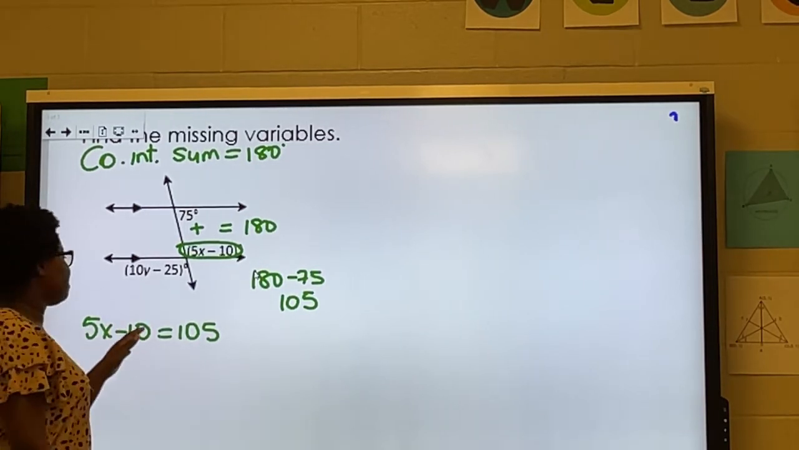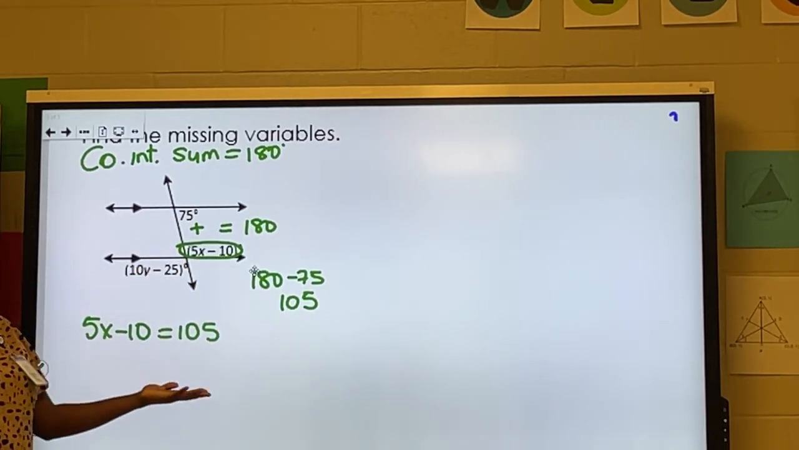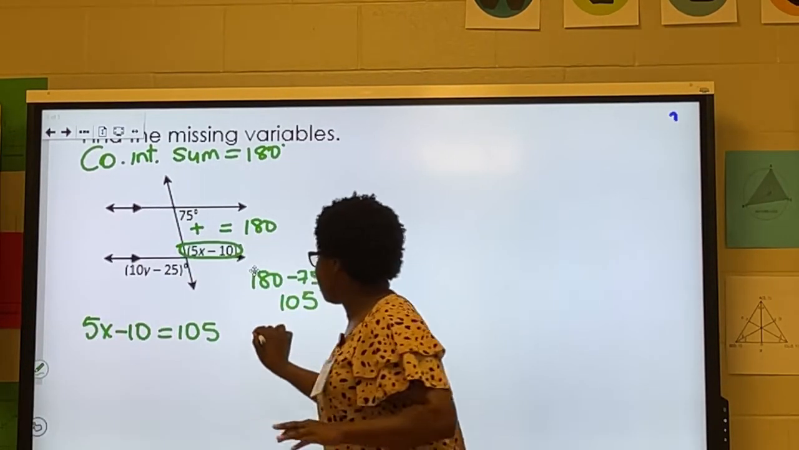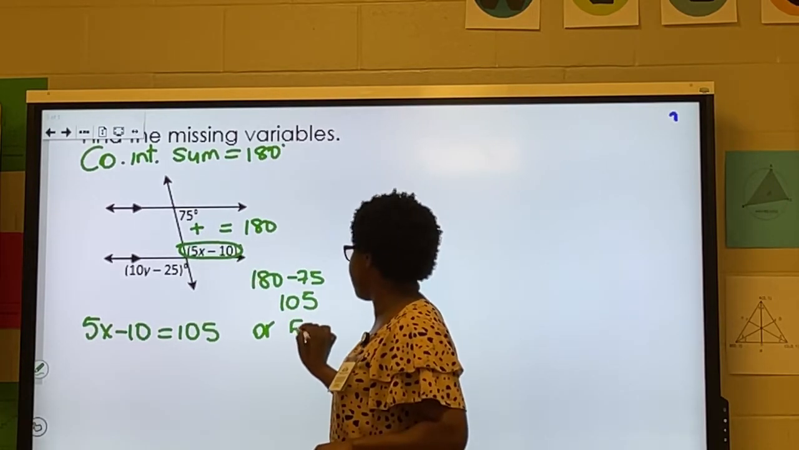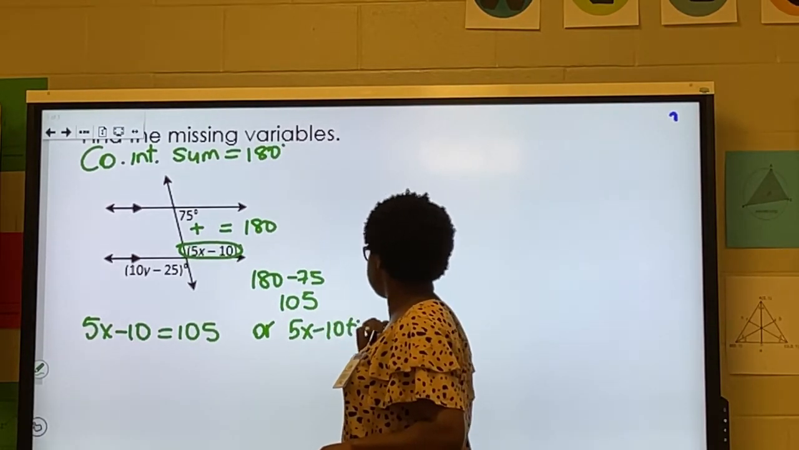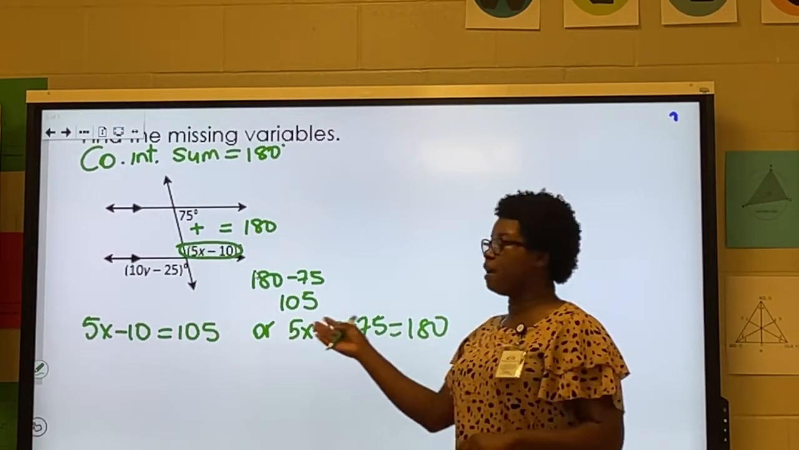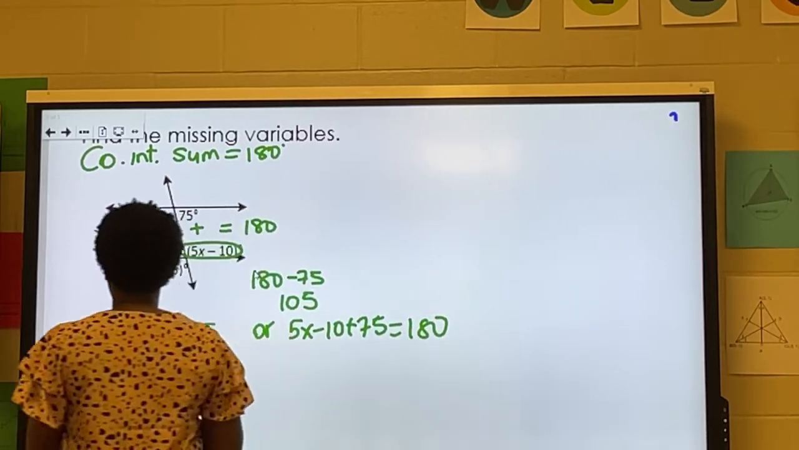So 5x minus 10 is equal to 105 because 105 plus 75 is equal to 180. So that's one method. Another method you could use is to add these two. You could say 5x minus 10 plus 75 is equal to 180. Whichever method you decide to use, it should give you the same answer. So let's solve this one.